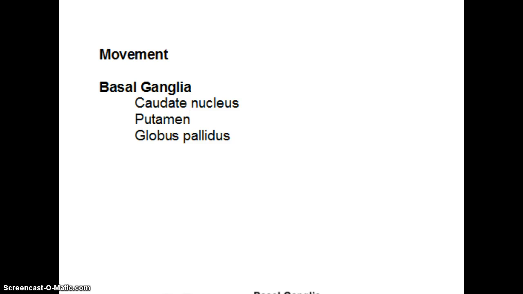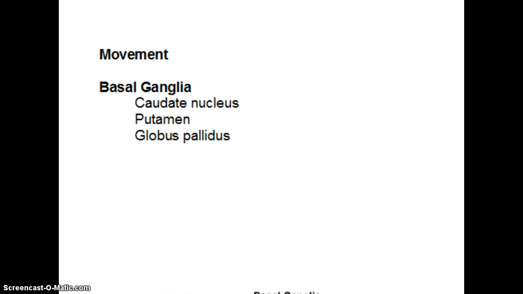For today's lesson, we're going to take a look at movement and part of the neural underpinnings of what helps us to move. And one set of structures we're going to look at is the basal ganglia. The basal ganglia is made up of several structures, including the caudate nucleus and the putamen.